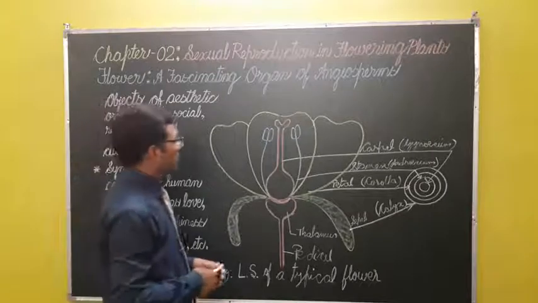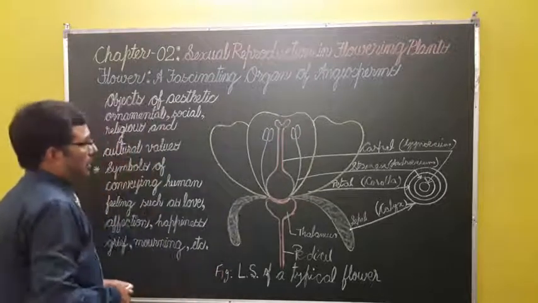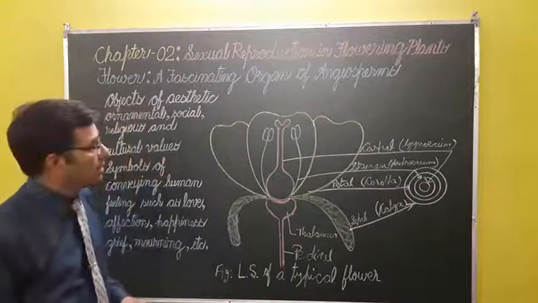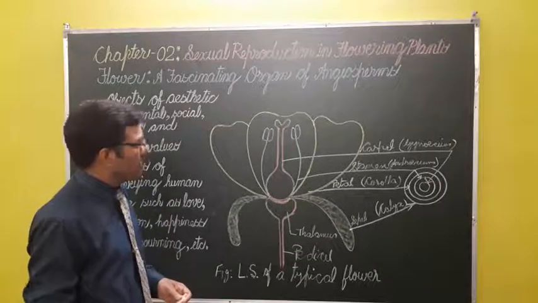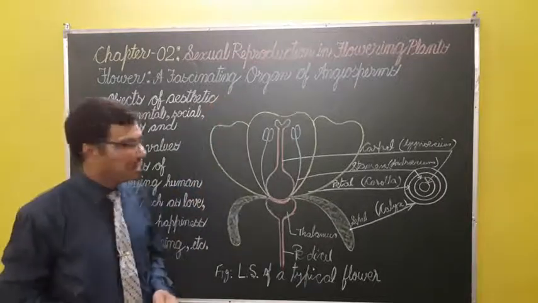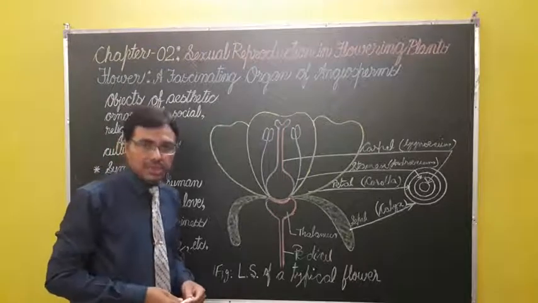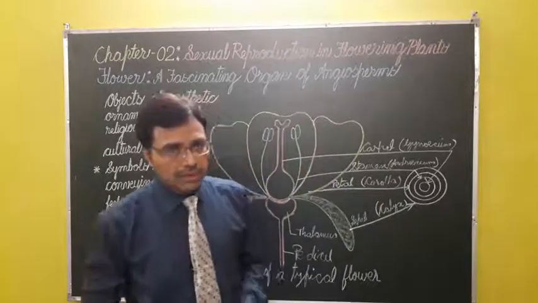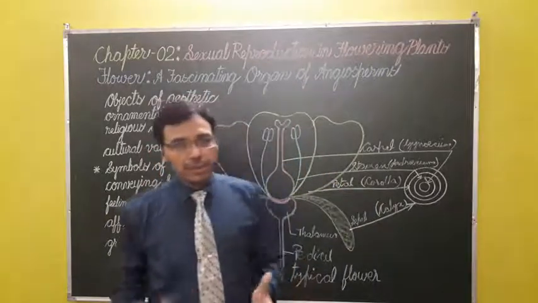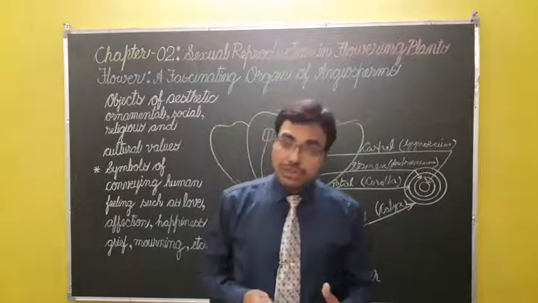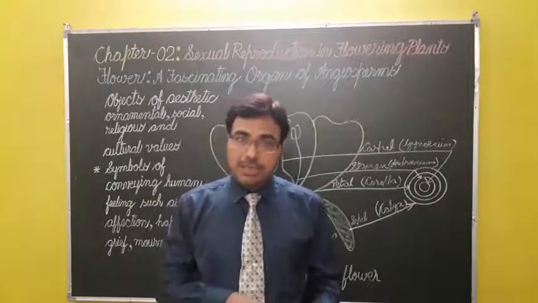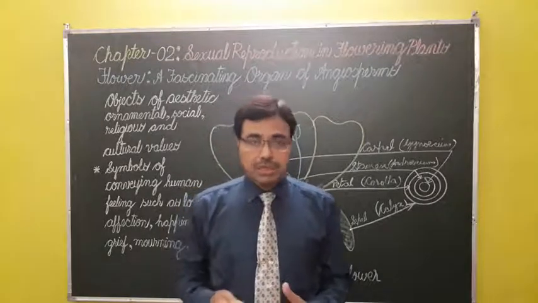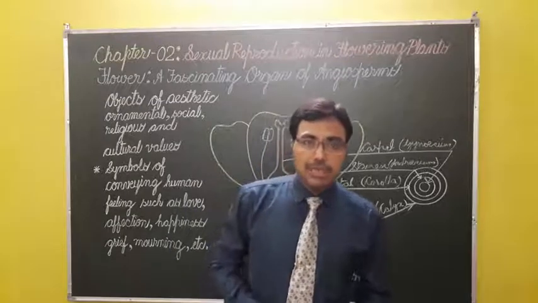Okay. Now in this way, the flower becomes responsible for the purpose of sexual reproduction. That is why the name of the chapter is Sexual Reproduction in Flowering Plants. So students, this is all about today's lecture. In the next lecture, we will start different structures of flower, like the pre-fertilization structures and related events, then fertilization, and thereafter the post-fertilization structures and related events. So, thank you very much.